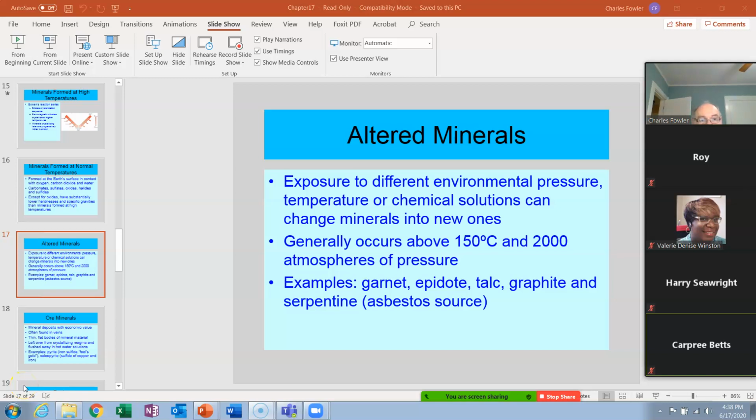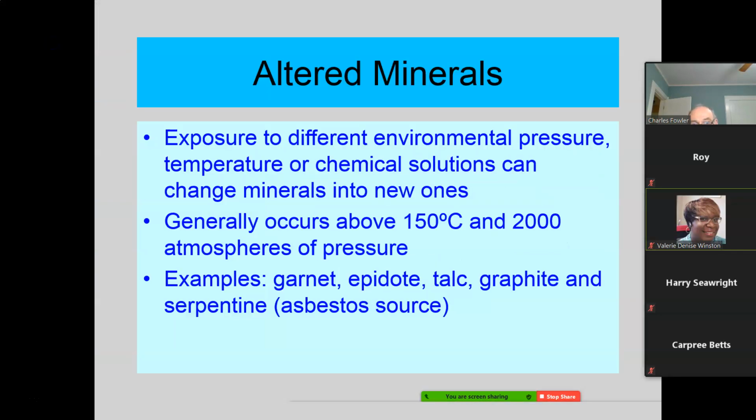Pick up where I left off before. Okay. Can you see my screen now? Yes. The altered minerals. Okay. Did y'all lose it for a while and then it came back? It was just blocked out, but we could still see it in the background.